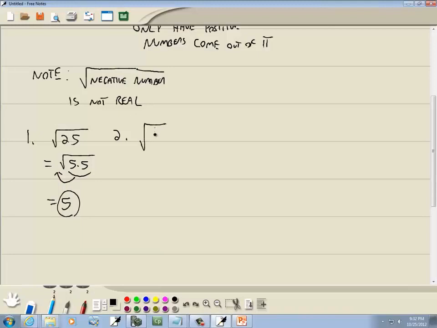Now here we got the square root of 1/4. Well, if I think of the top part, 1, that's 1 times 1. 4, that's 2 times 2. So 1/2 times 1/2 gives us 1/4. And again, we're looking for a pair of somethings. Here's a pair of 1/2s. So a pair of 1/2s is going to come out in front as a single 1/2.